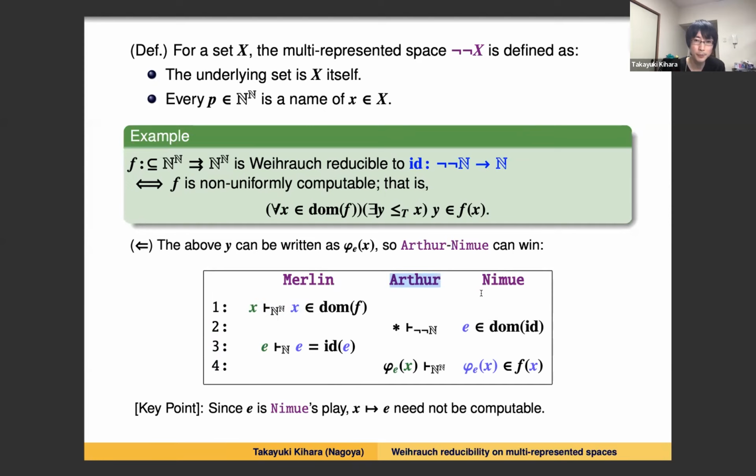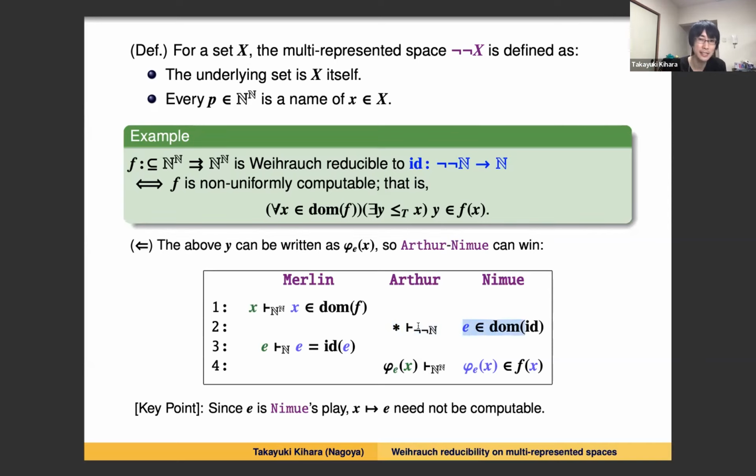But since the type of input for the double negation elimination on the natural numbers is the double negation of the natural numbers, a name of the input is meaningless. So it doesn't matter what Asa's move is. We write star here. Any name is okay as Asa's move. Then Nimue picks a point whose name is star. Since star is the name of any point, because it's a double negation space, Nimue can choose anything.